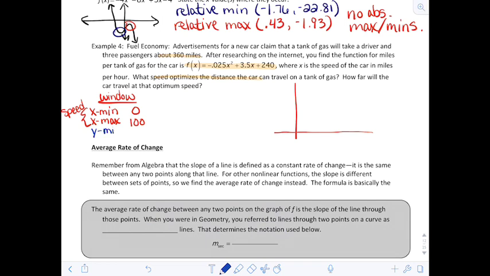Your y value, or your f of x, represents the number of miles that you can get on that tank of gas. So y min, y max, this is the distance or the number of miles. So what would make sense here? Well, from 0 to, now they said that 360 miles is the advertisement, so that's probably pretty good. But let's go a little more than that. I actually went to 400.